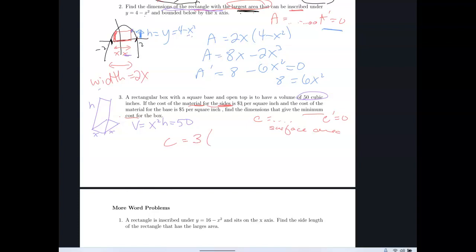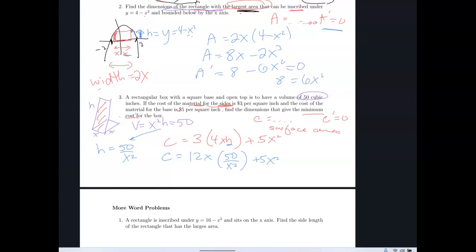Okay, so $3 times, what are the areas of the sides? Well, I have 4 sides of area xh, right? Plus the cost of the base, which is $5, so 5 times x squared. I see that my cost equation has 2 variables, so I really want to get rid of this h because everything else is in x's. So I can take the volume equation and solve it for h: 50 divided by x squared. So cost is equal to 12x times 50 divided by x squared, plus 5x squared.